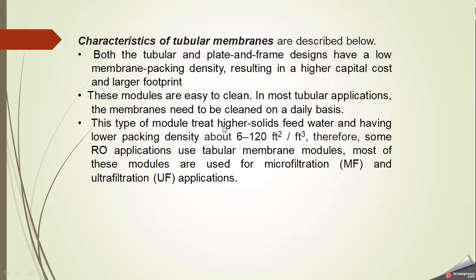This type of module treats higher solid feed water and has a lower packing density of around 6 to 120 square feet per cubic feet. Therefore, some RO applications use tubular membrane modules, but most of these types of modules are used for microfiltration and ultrafiltration applications.